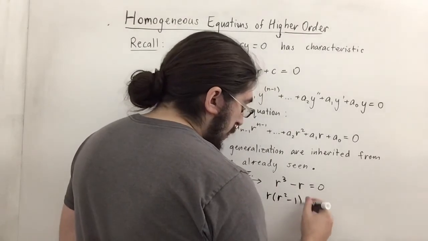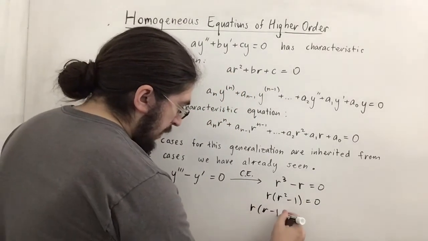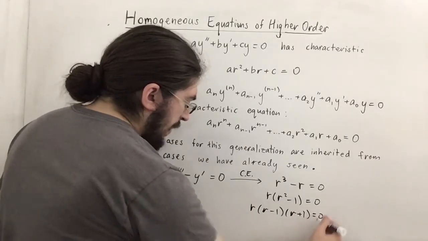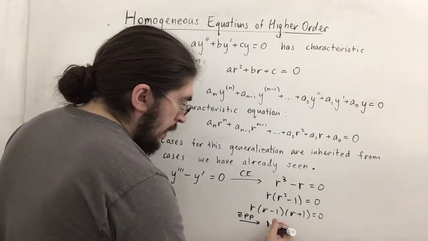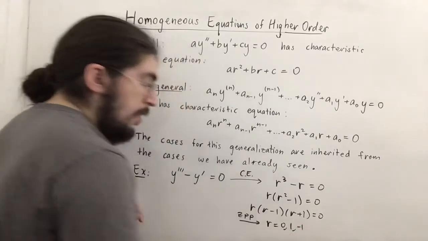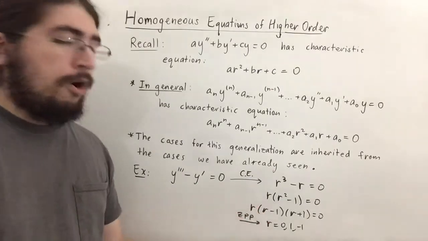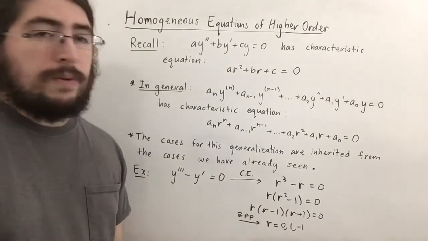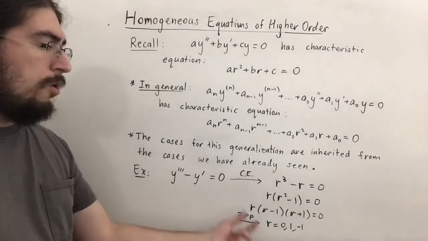And what we're left with now, r squared minus 1 can actually be factored as the difference of squares, it's r minus 1 times r plus 1. And then by the zero product property, ZPP for short, we end up getting that r is either 0, positive 1, or negative 1. Which should make a lot of sense because r being 0 means r is 0, r minus 1 being 0 means r is positive 1, r plus 1 being 0 means r would be negative 1. And that's pretty simple to check. Now, what does this correspond to?